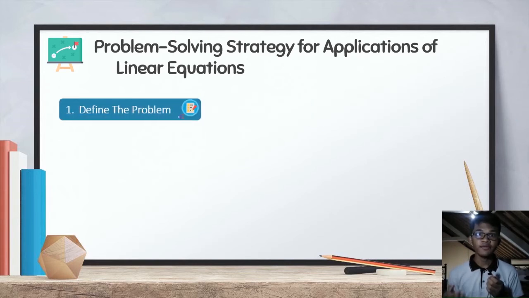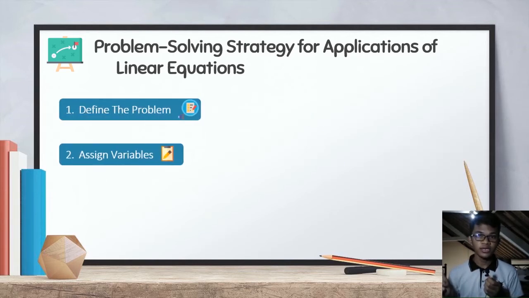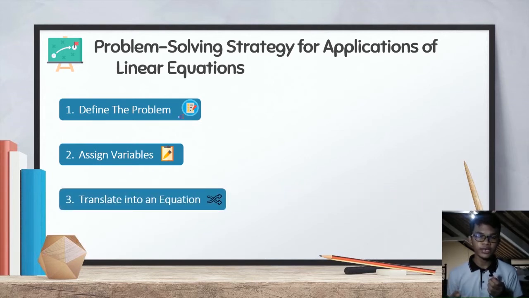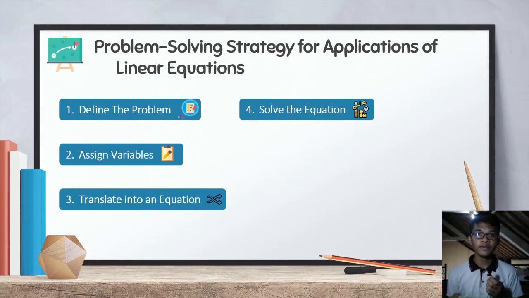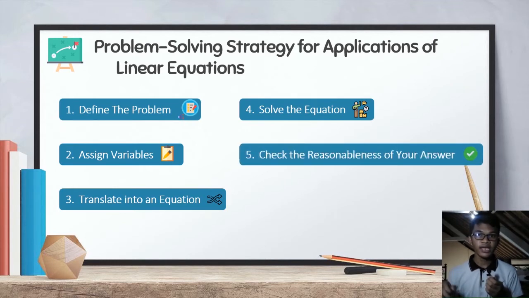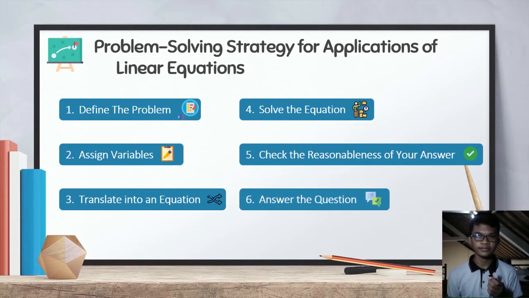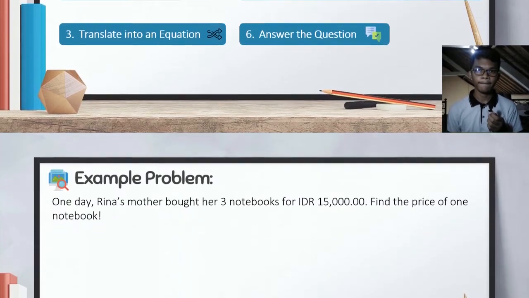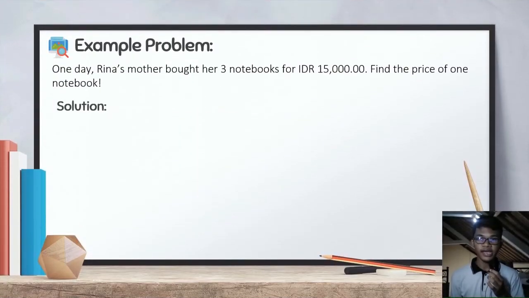Step 1. Define the problem. Step 2. Assign variables. Step 3. Translate into an equation. Step 4. Solve the equation. Step 5. Check the reasonableness of your answer. Step 6. Answer the question. I will explain further as well as solve the previous example problem.